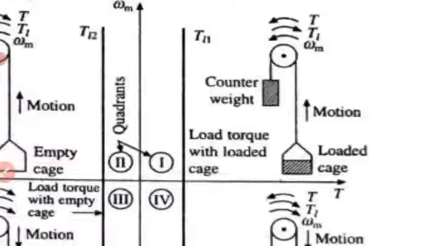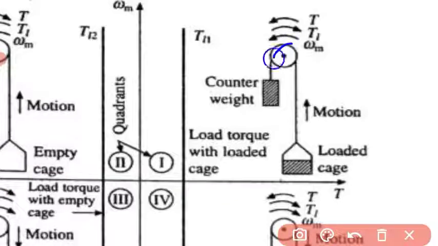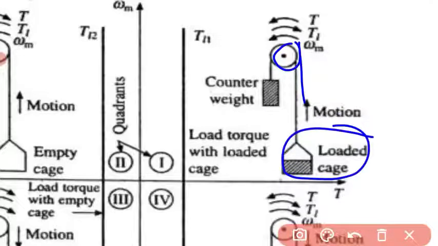Here the rope is wound on a drum coupled to the motor shaft. One end of the rope is tied to a cage, which is used to transport man or material from one level to another level. The other end of the rope has a counterweight.